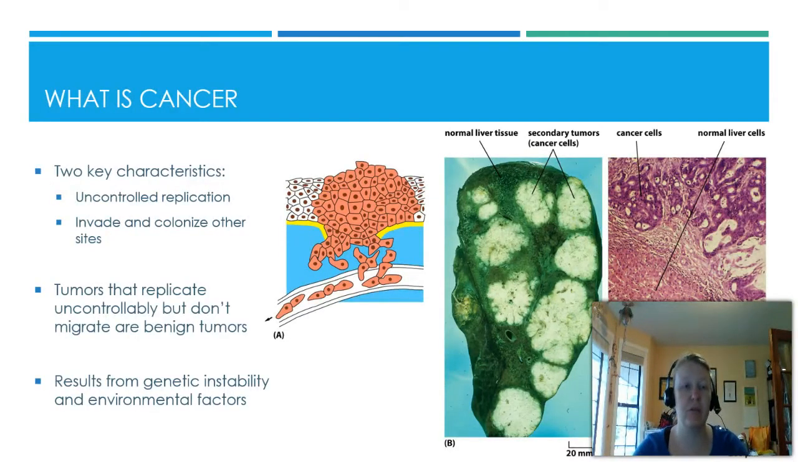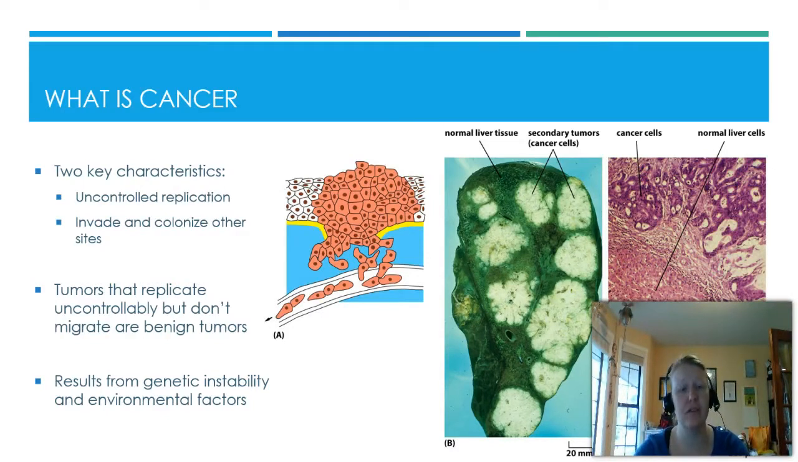So let's start out with what is cancer. As we've mentioned throughout the semester, cancer is the uncontrolled growth of cells that then invade and colonize other sites. Those are the two key characteristics of every type of cancer. If a tumor replicates uncontrollably but doesn't spread, that's known as a benign tumor. The ones that metastasize or spread are known as metastatic, and those are the quote-unquote bad cancers because they spread and can cause all sorts of problems.